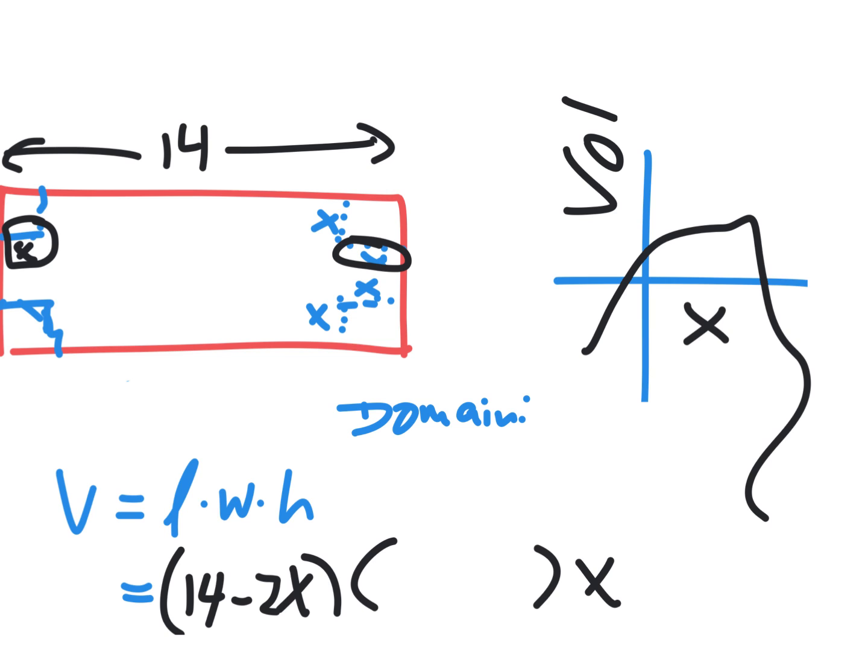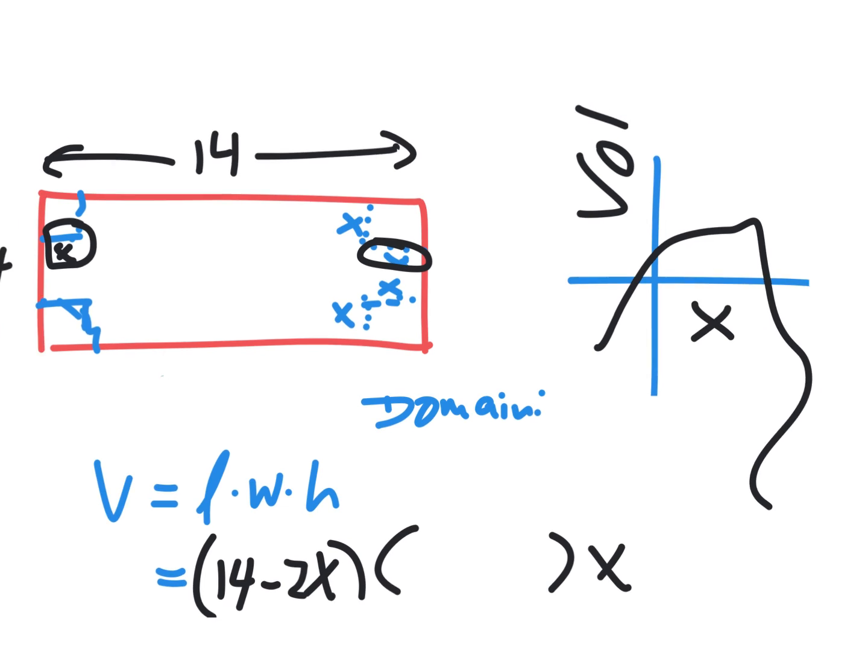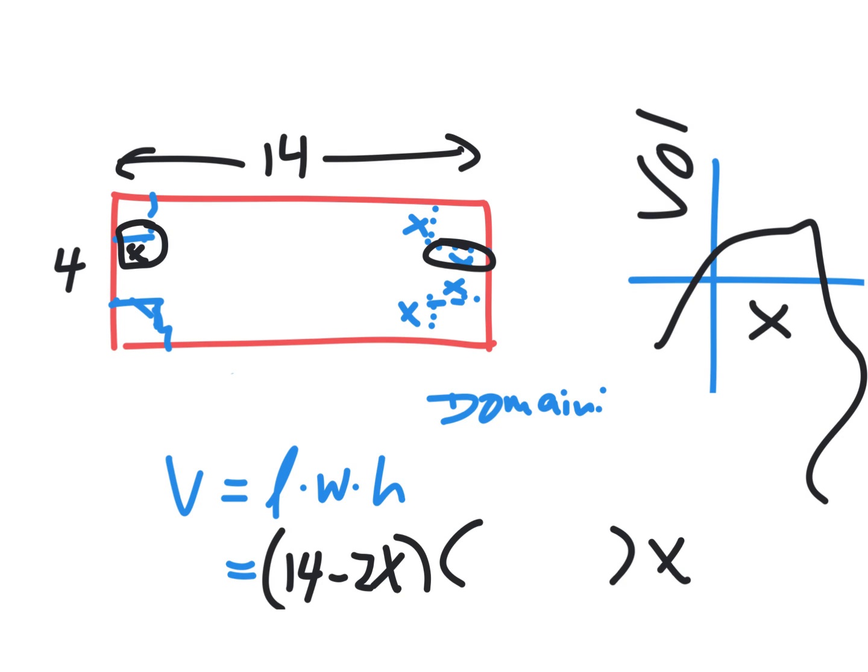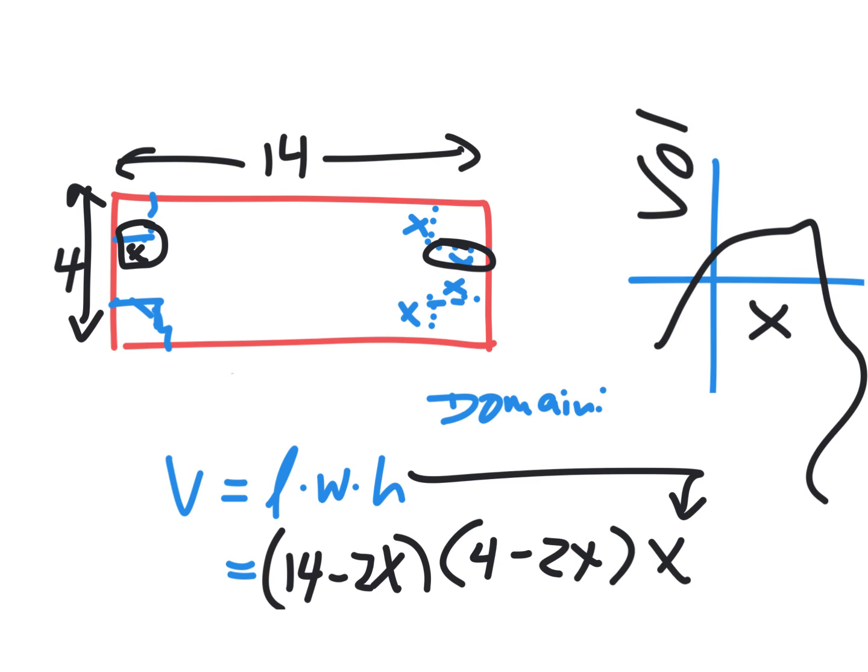And then how about the other direction? Campbell. If this was 14 minus 2X, what's this direction going to be? 4 minus 2x. Yes. And then the last dimension is just X, because however big you call X, that's the height. You guys get how I got that? Now you could graph that with a calculator.